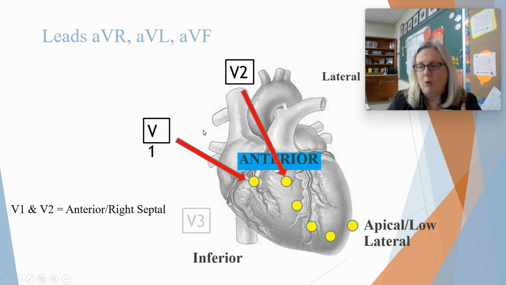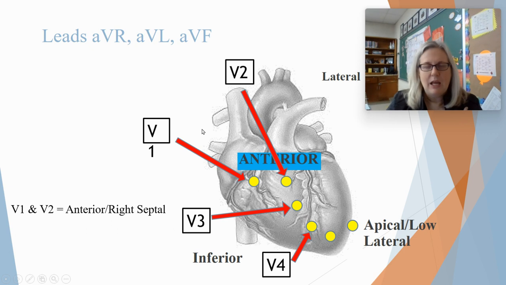Now, when we look at V3, I'm sorry, and V4, right? They are also anterior. You can see they're right on the front of the heart, correct?